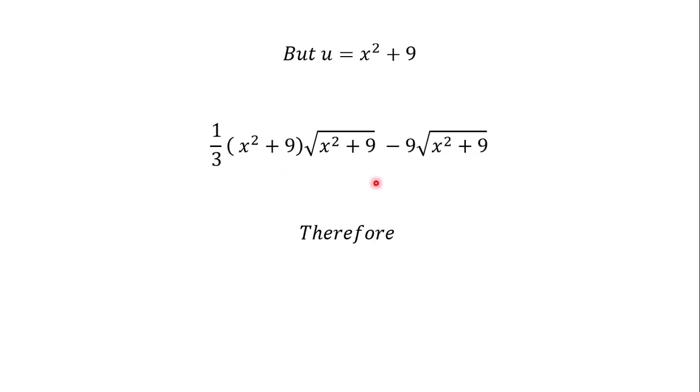But who knows? The question might have some constants, some numbers attached. So with integration, we normally keep in mind that there was some number. This is the question. When we differentiate this answer, it should give you what? The x cubed over square root of x squared plus 9.